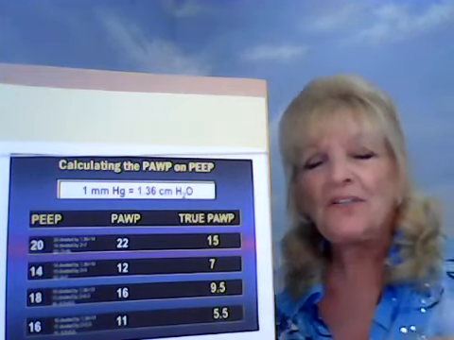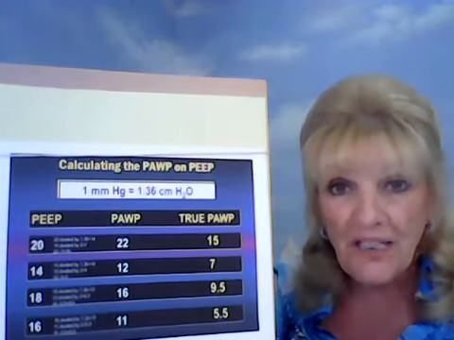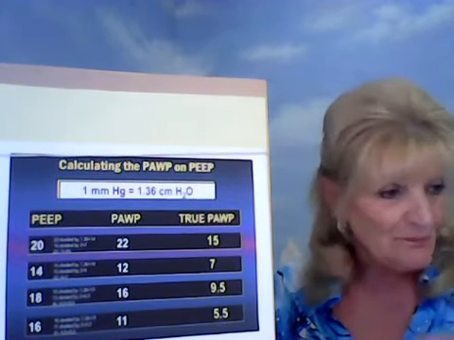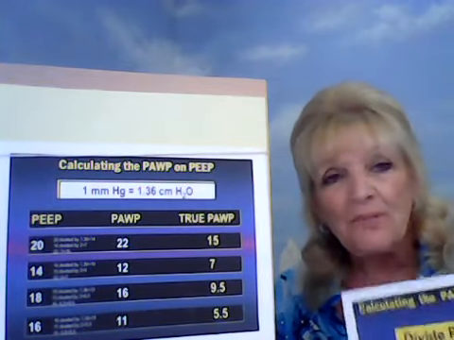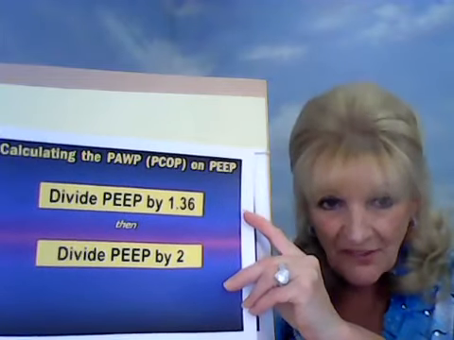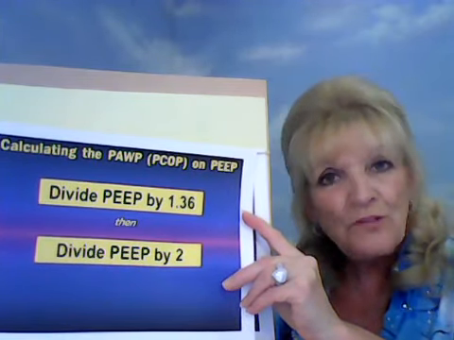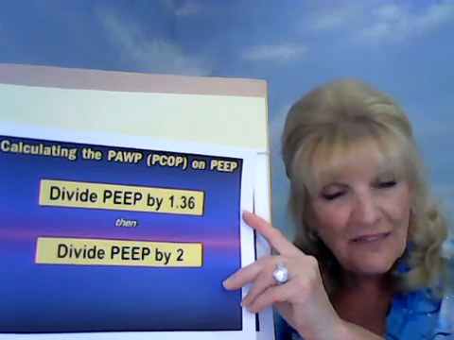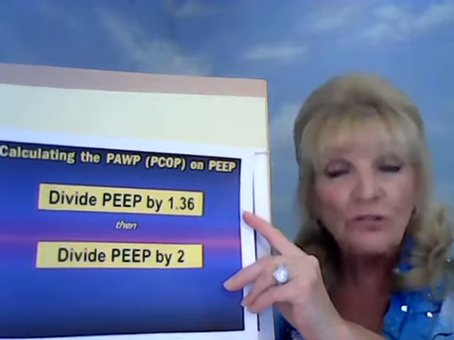So in order to calculate the true wedge when someone's on a PEEP greater than 10, what you have to do is take the PEEP and divide it by 1.36. Then you divide it again by 2. And you take that number and subtract it from your recorded wedge in order to get your correct or real wedge.